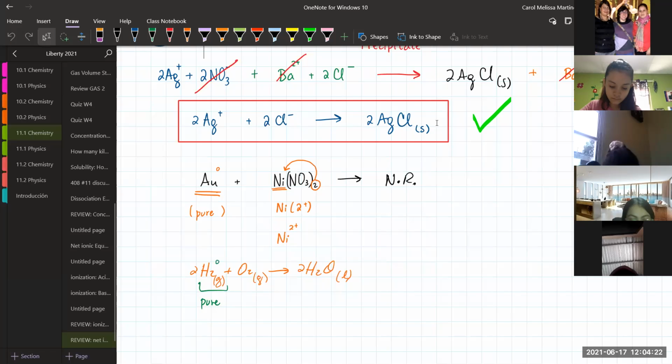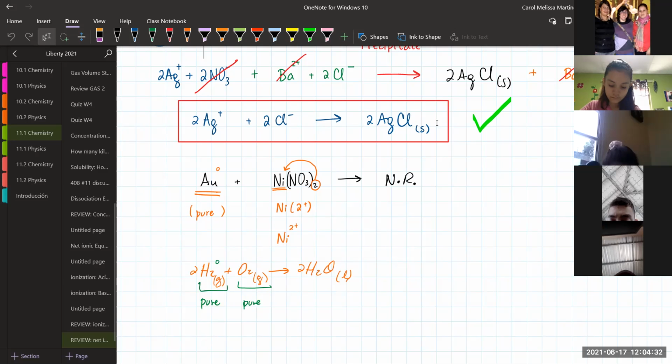Is oxygen pure or is it combined? Pure. It is also pure, okay? In the product, is the hydrogen combined? Yes, it is combined. So, the charge that it will be using, according to the rule, is plus 1. Oxygen, it is combined too, and according to the rules, the charge is going to be 2 minus. That is very important that you know it. Okay? That's why I review the oxidation number part.